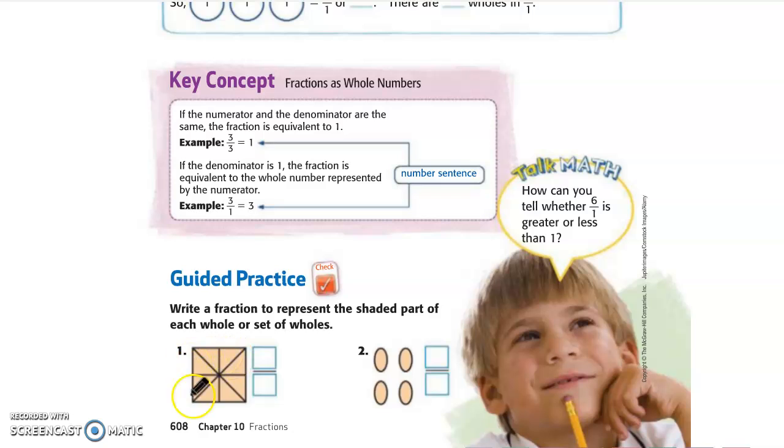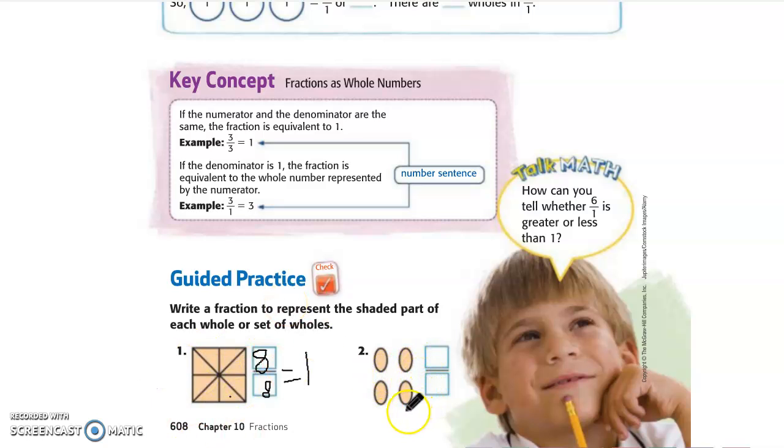So if you look at this piece again, let's figure out what our denominator is. I'm going to start right here. 1, 2, 3, 4, 5, 6, 7, 8. This whole piece requires 8 pieces to have it all together. And all of these pieces have been shaded, so I have 8 pieces out of 8. Remember, if I have the same number on top of each other, that means that I have one whole. So we have the whole picture.